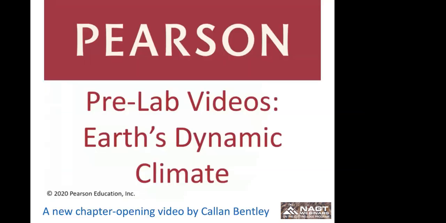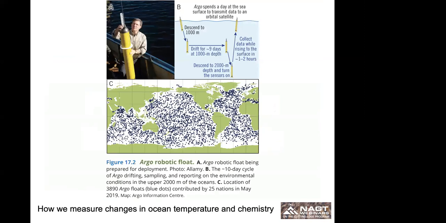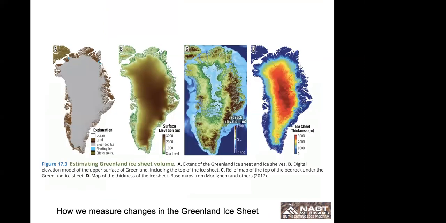Callan Bentley produced another fine pre-lab video for the Climate Lab, for which I'm quite grateful. We introduced students on how we measure change in ocean temperature and chemistry these days, using about 4,000 Argo robotic floats deployed across the world's oceans. We consider how we measure the volume of the great continental ice sheets using various geophysical techniques so that we can detect change.